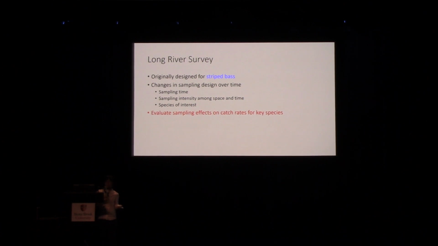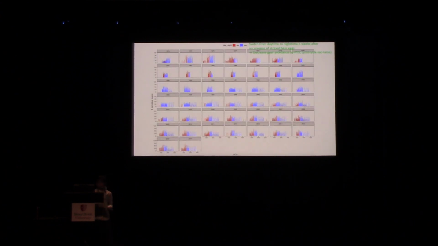So there were some logistic changes in the sampling design which could result in biased estimates of abundance and spatial temporal distributions. In this study, we evaluate sampling effects on catch rates for key species, and we'll first see what the changes in the sampling design are. The first thing we noted is that the survey switched from daytime sampling to nighttime sampling during the year.